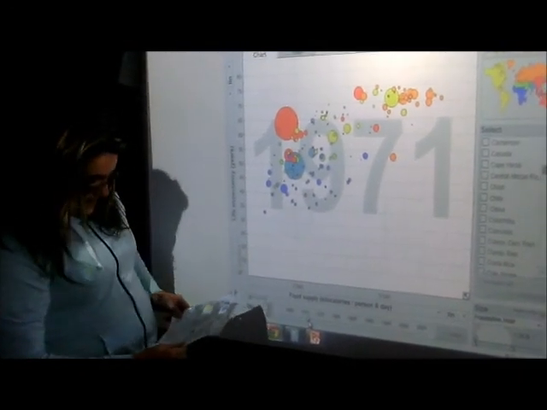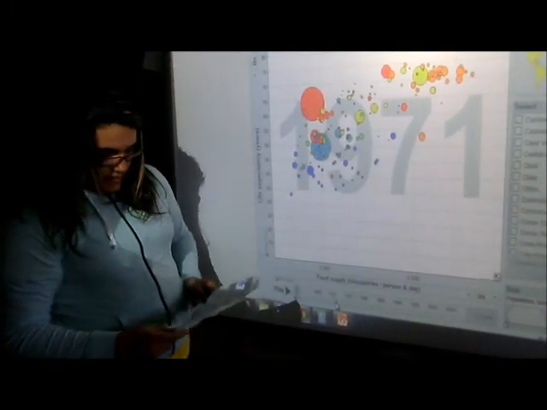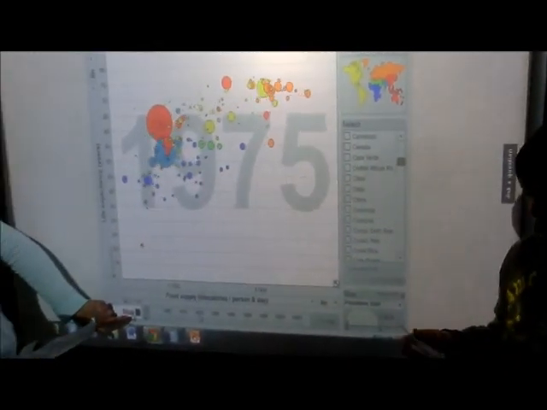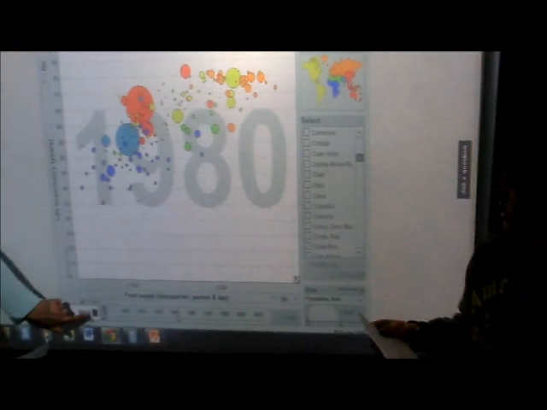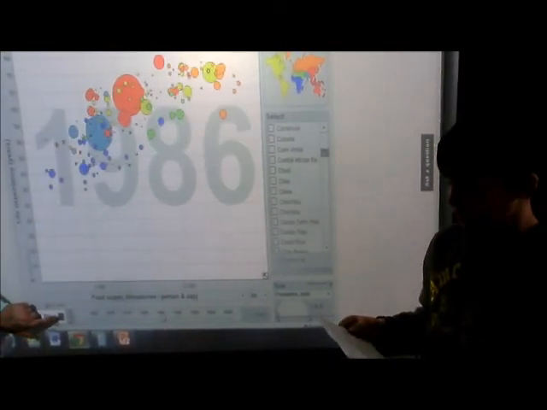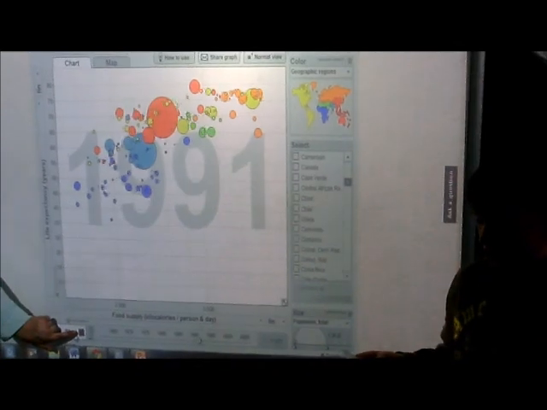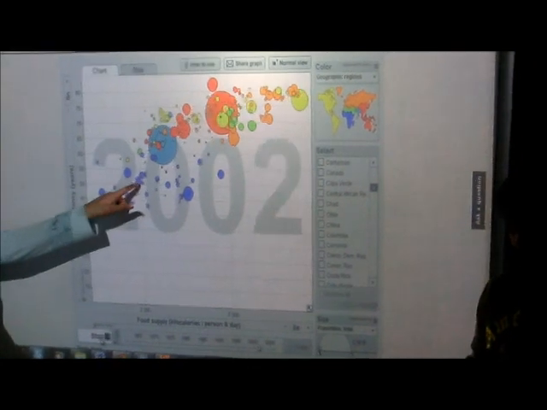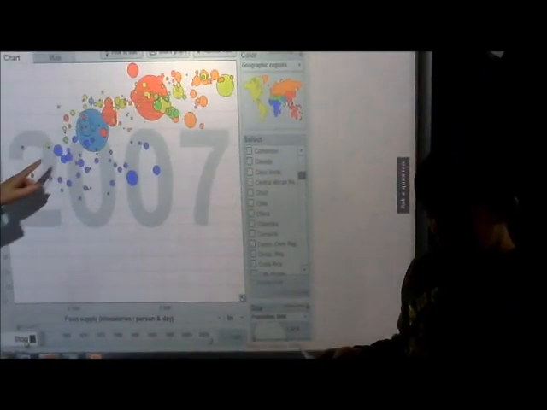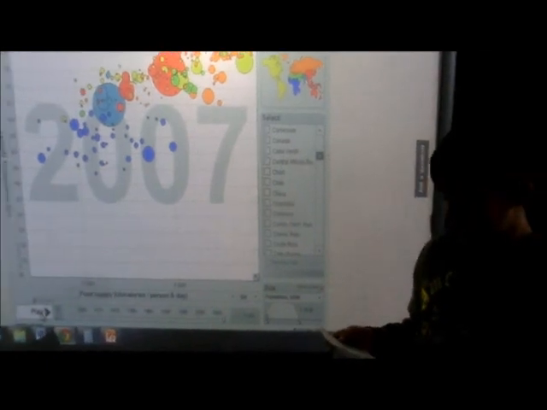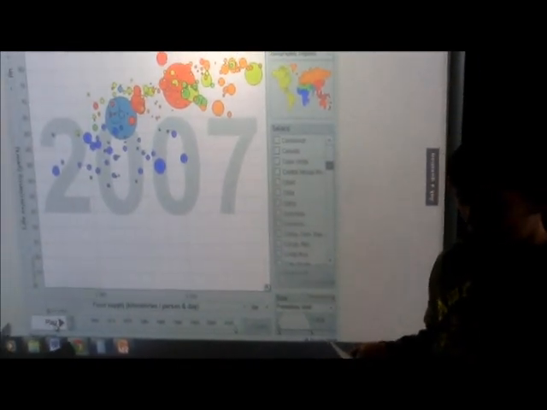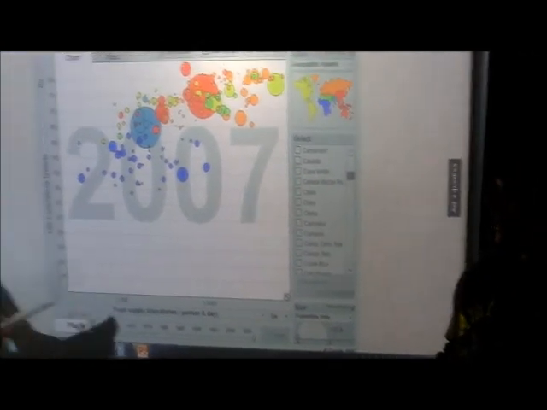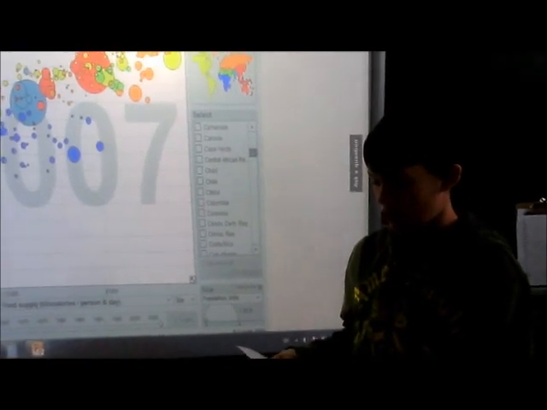In 1970, Cambodia's food supply dropped because of Cambodia's civil war. As you can see, in 1993, Rwanda's life expectancy drops to under 30 years and then gradually increases in the years 1994 to 2007, and its life expectancy in 2007 was 60 years.